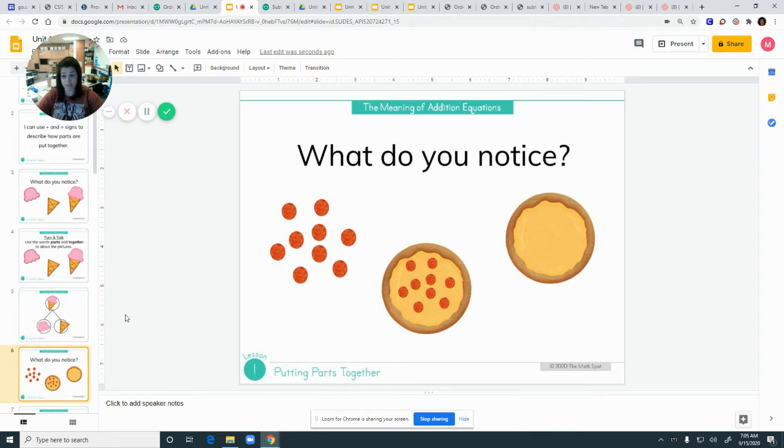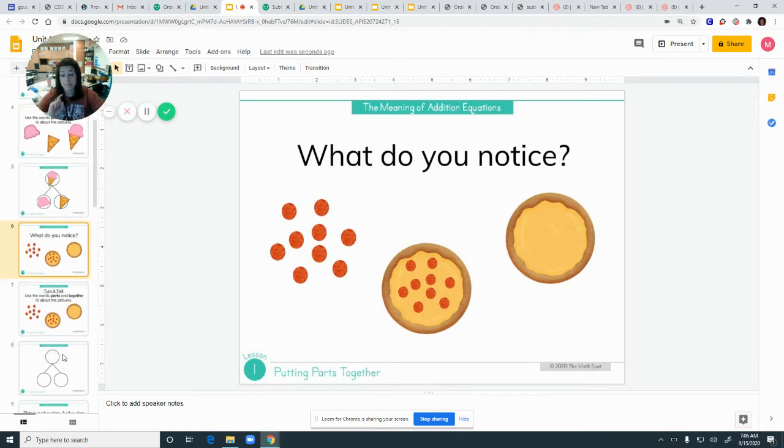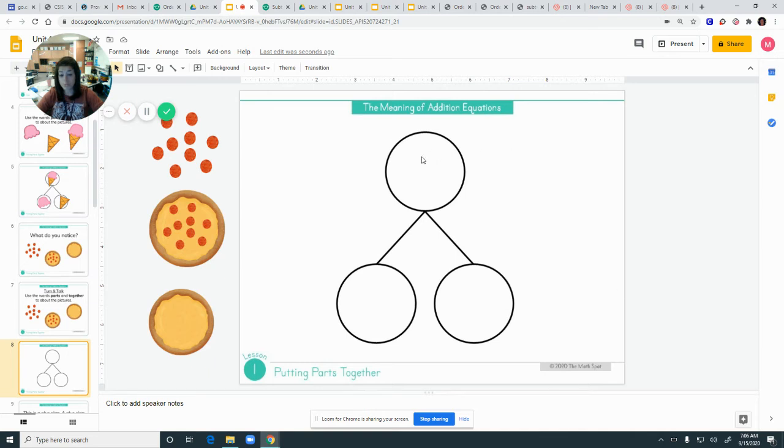Here, I have a pizza. I have my pepperonis and I have my crust. And then I have an entire pizza. So I have pieces and I have a whole. So let's put that together in a number bond. Remember, when you have a number bond, your top is your whole.